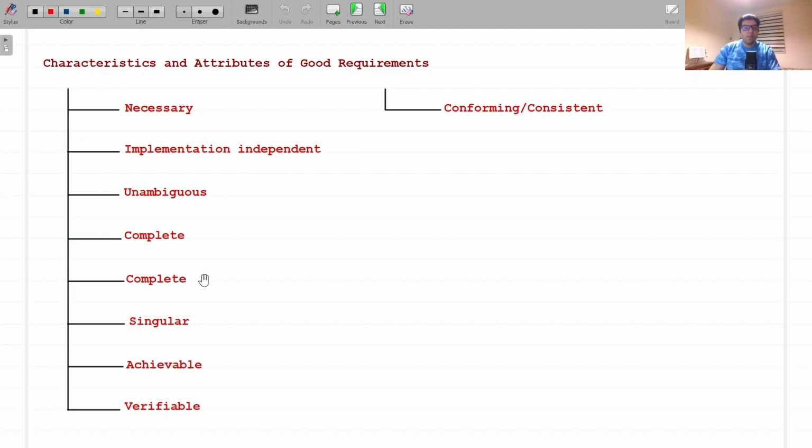Complete. The stated requirement should be complete and measurable and not need further amplification. The stated requirement should provide sufficient capability or characteristics. Singular. The requirement statement should be of only one requirement and should not be a combination of requirements or more than one function or constraint.